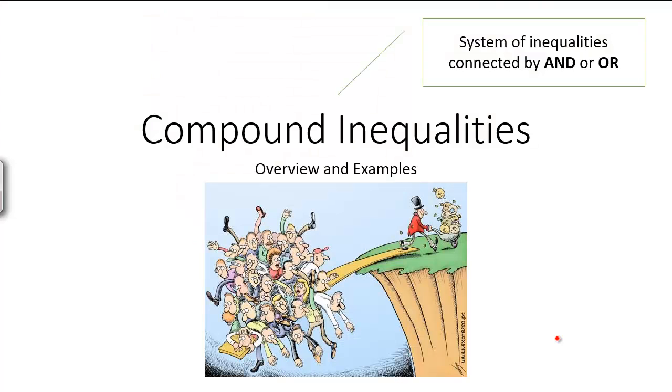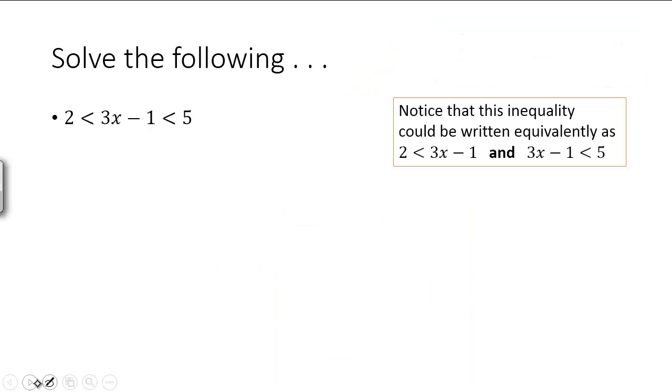This lesson gives an overview and examples of compound inequalities. Compound inequalities are systems of inequalities connected by an AND, an intersection, or an OR, a union. Let's solve the following. When you have a simultaneous inequality such as this, you can notice that it can be written in two parts, as that equation and that equation. So really, we are taking the intersection of these equations.